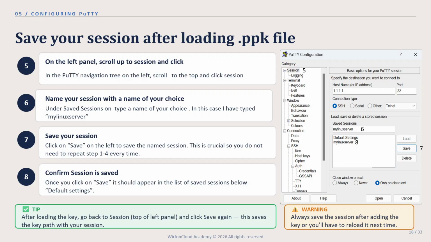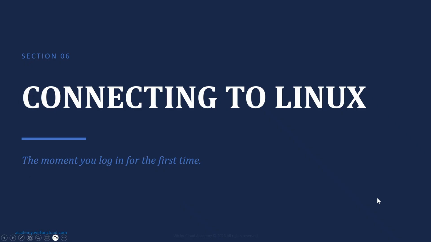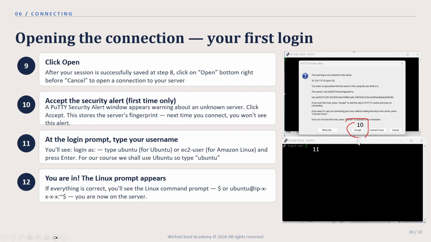The next step will be to open it, and as you will notice, connecting to the Linux server, you click Open, and once you click Open, you have a message like this, and you just need to accept that because a PuTTY security alert window appears warning about an unknown server. You click to accept because this stores the server's fingerprint, and the next time you connect, you won't see this alert again. At the login prompt, you type your username. The username that we'll use in this case is Ubuntu, and once you type Ubuntu, you will then hit enter.